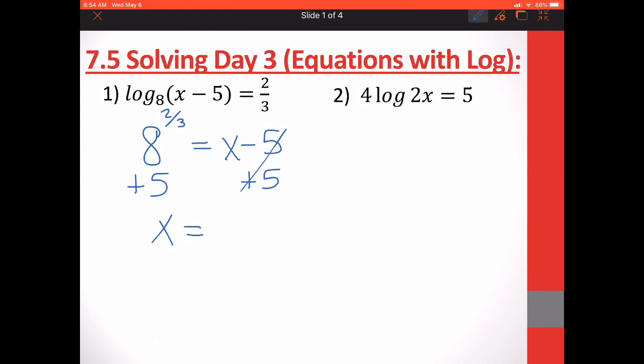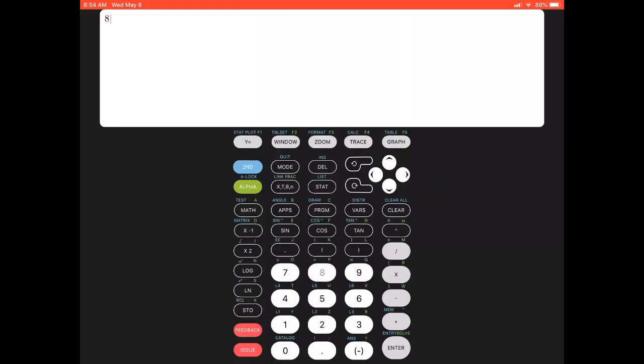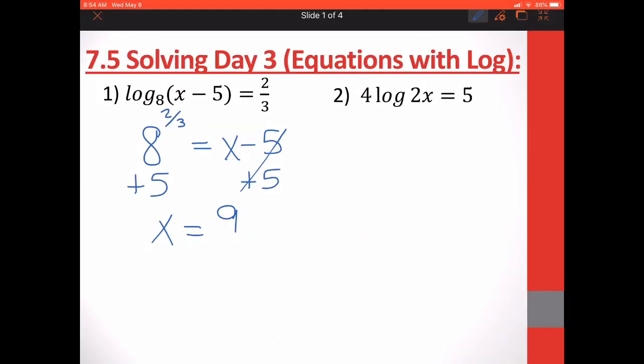But if we don't remember that 8 to the 2/3 was 4, then we'll use our calculator and do 8 to the 2/3 power, and then plus 5. So we were correct, it was 9. So x equals 9. And we could substitute that in and make sure that it works, right? Make sure the two sides are equal, and it is true. So x equals 9.